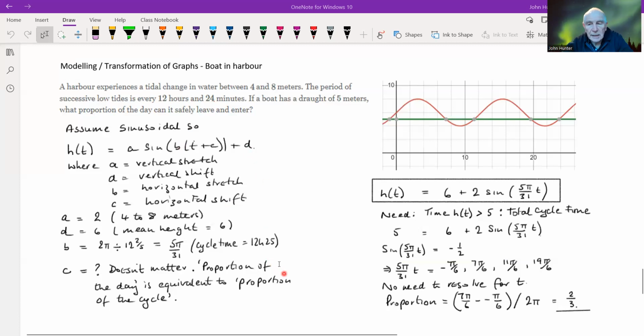I say this one's got a little bit of a twist. What proportion of the day is a bit of an odd wording, but we've unpicked that one. We've worked it through and realized that we don't need to adjust for this, because when we're looking at this ratio, this factor appears in the numerator and the denominator, so it cancels out anyway. So we've got an answer of 2/3.